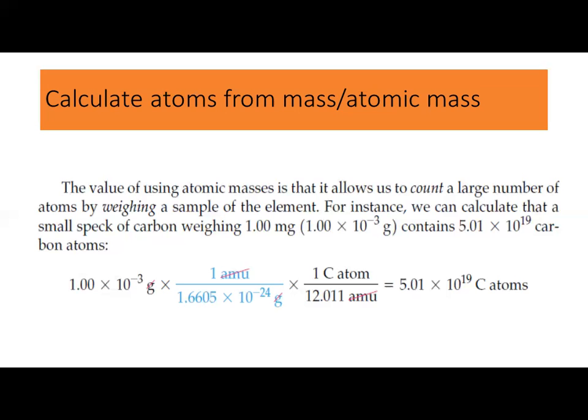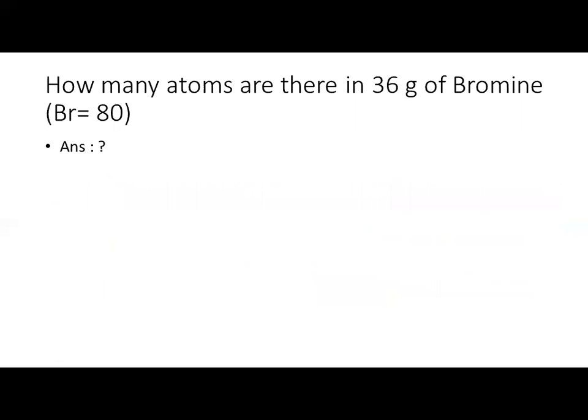So let's suppose there is an oxygen atom. How can you calculate the number of atoms? What should be the difference in this conversion factor? Just the last conversion, you will replace with 1 oxygen atom divided by 16 AMU. Shabash, because the atomic mass of the oxygen atom is 16. So in this way you can calculate it.